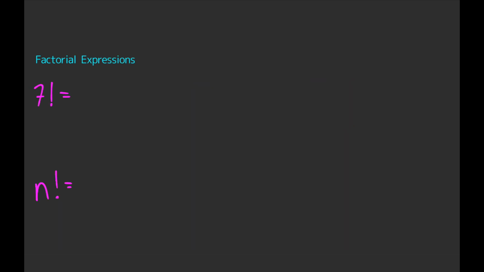Alright, moving on, let's talk about factorial expressions, starting with a normal factorial. When we expand out a factorial, such as 7 factorial, it's going to look something like this. So we go 7 times 6 times 5 times 4 times 3 times 2 times 1.